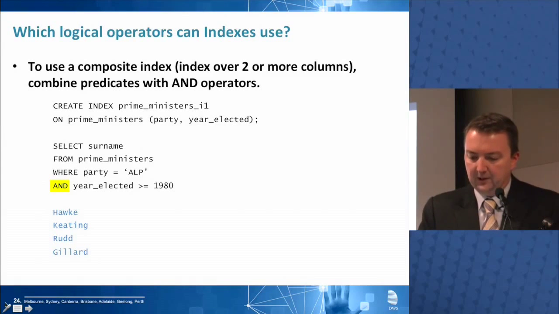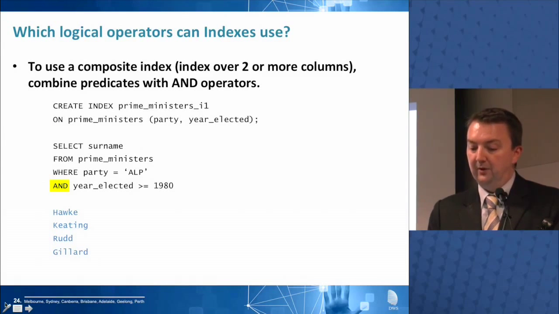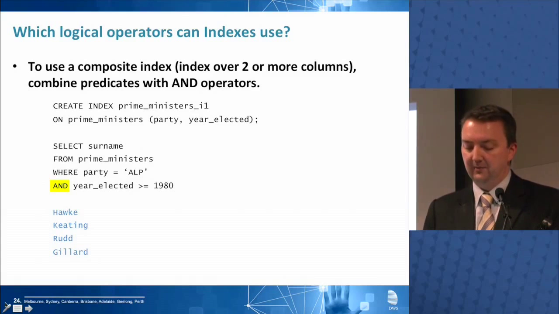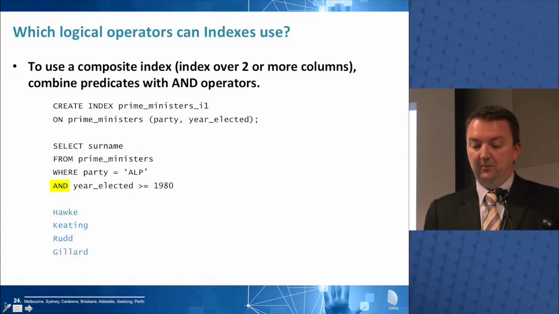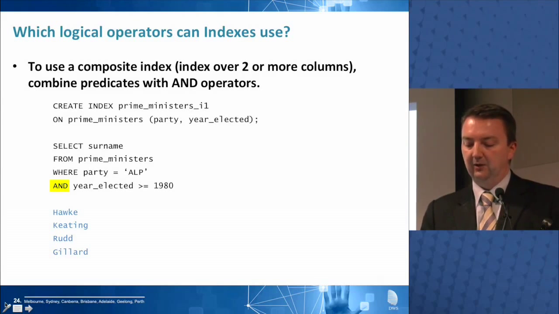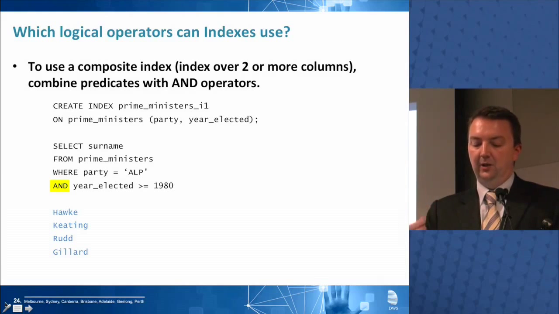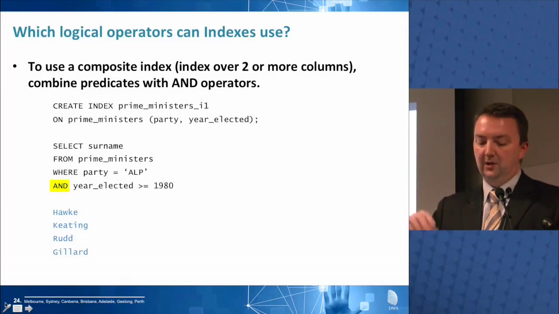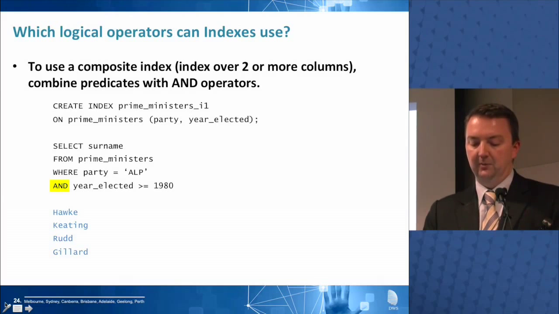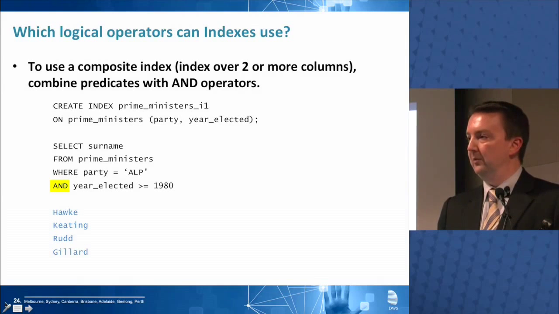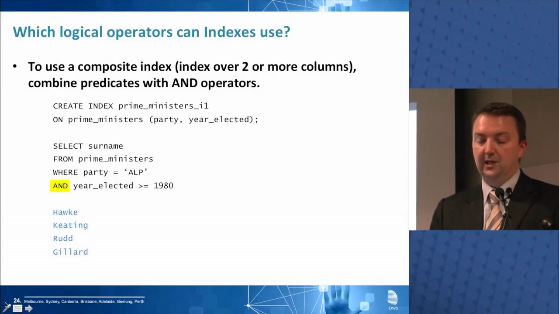All right, logical operators. If we've got an index with two columns, a concatenated index, so we've got the Prime Ministers table, with an index on party and year elected, how can we scan on both of those columns at once? Only with an AND clause: where party equals 'ALP' and year elected is greater than or equal to 1980. One condition on the party, one on the second column of the index, year elected. If they're combined with an AND, then you can scan on both columns at once. You don't have to have that second one. You can scan on just party, if you like, on a concatenated index.